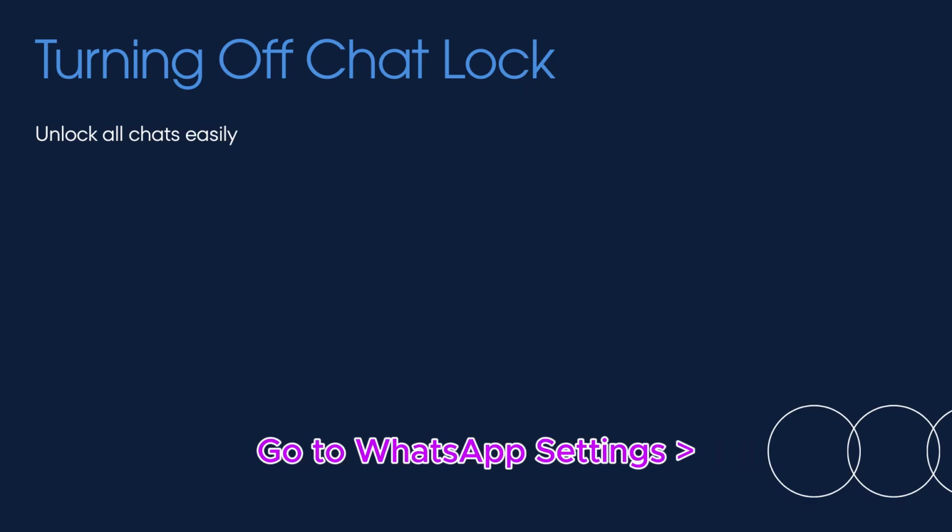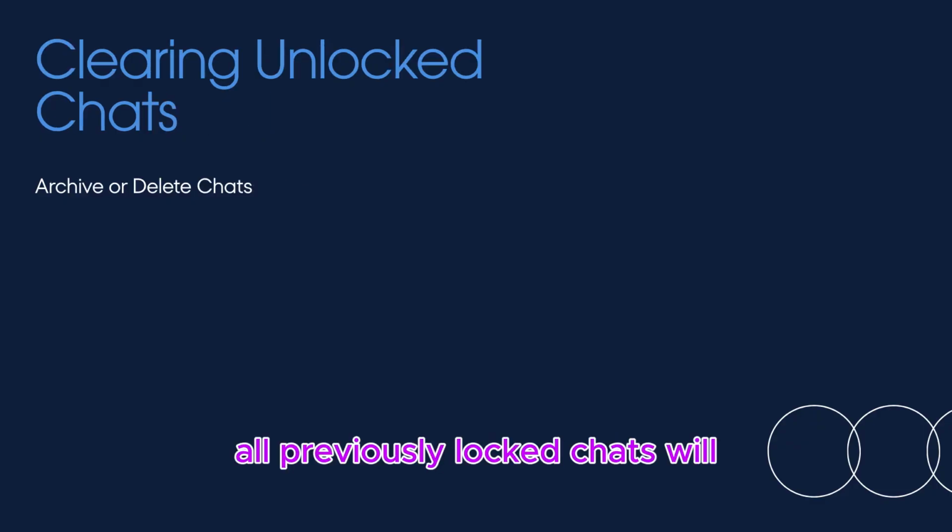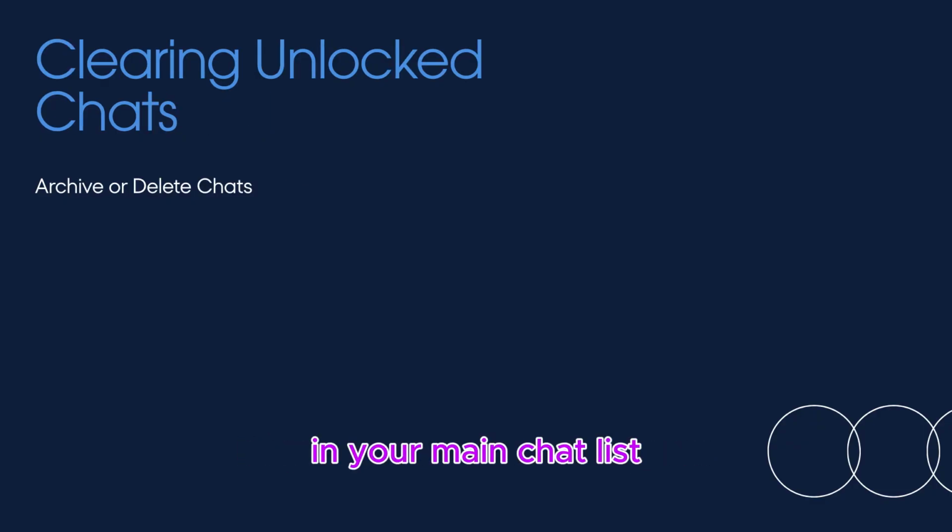Go to WhatsApp settings, privacy, chat lock. Tap turn off chat lock. You will be prompted to enter your passcode or use biometrics. After turning it off, all previously locked chats will become unlocked and appear in your main chat list.